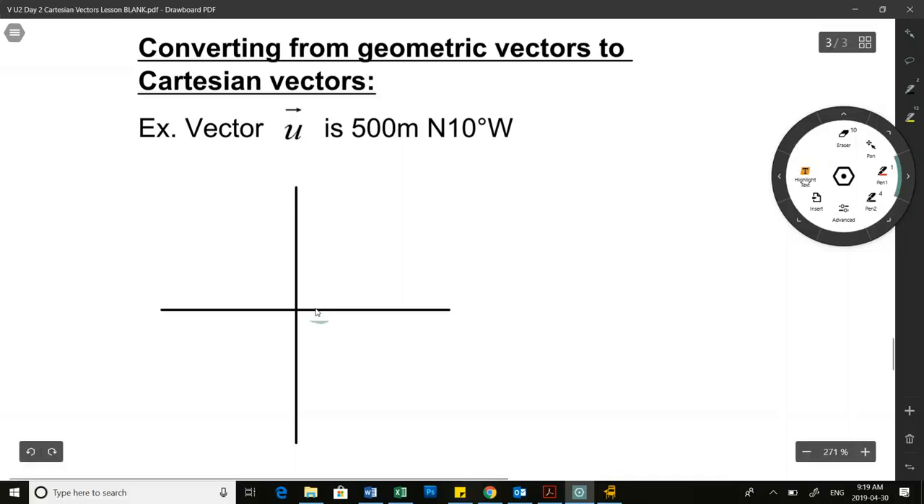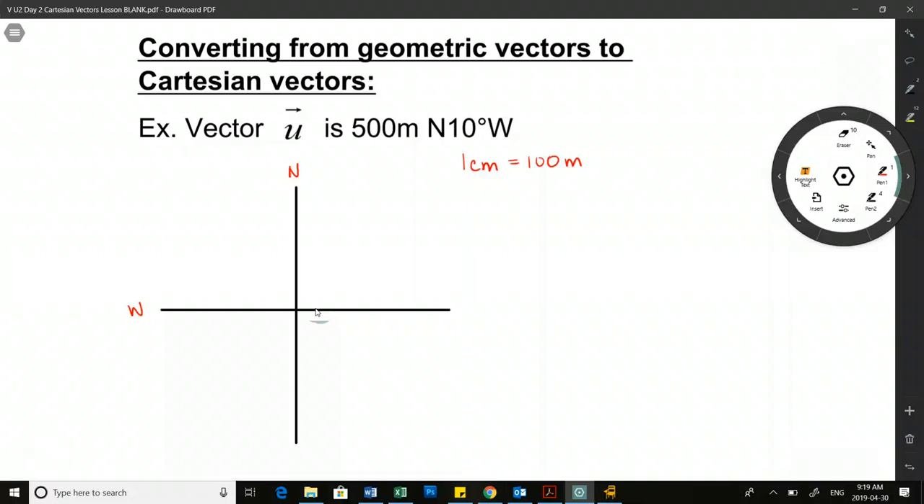So guys, we're going to make a scale, and we're going to try to plot our vector as accurately as possible. So may I suggest that we do 1 centimeter is equal to 100 meters here? And I want northwest, so I know that I'm going to be starting in the north and then moving toward the west 10 degrees. So I want to draw a vector here that's approximately 10 degrees from the north line, and it should be 5 centimeters long, whatever that looks like on your page.